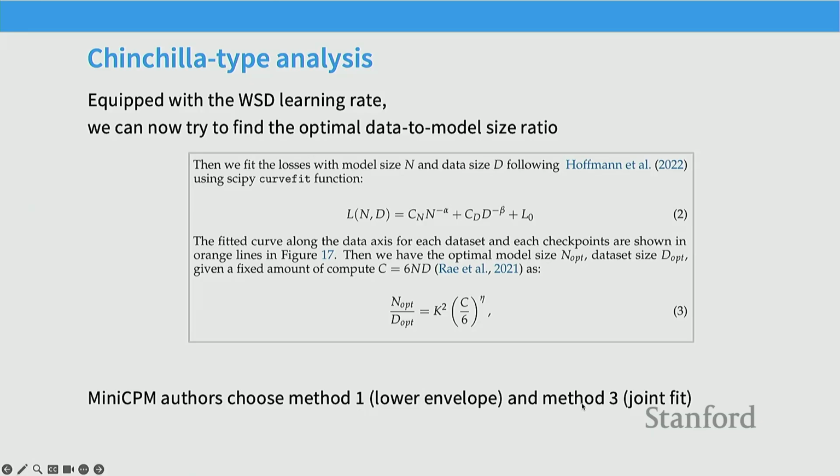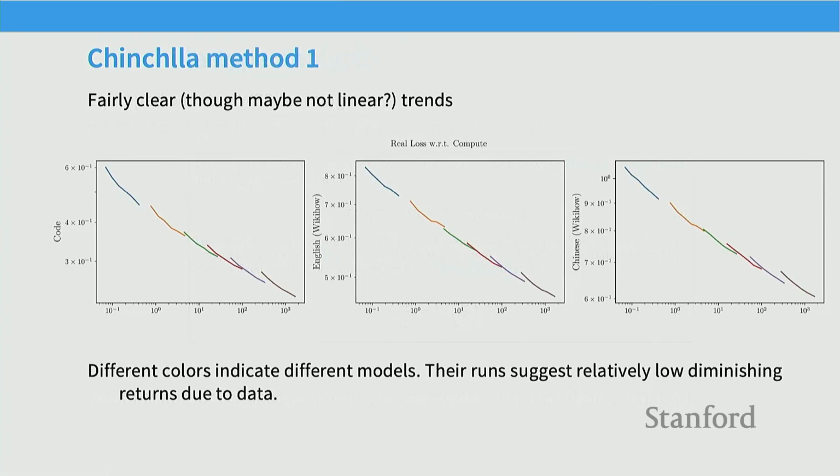If you remember what those are, method 1 is you overlay all of the learning curves and you take the lower envelope, and the lower envelope of all the training curves is supposed to be roughly a power law. And then method 3 is you jointly fit this equation 2 you have here. You hypothesize this two-variable scaling law, and you fit it to all of the data that you have in a curve-fitting style fashion. And then that allows you to solve for the optimum token to data ratio through that fit. So they do both of that.